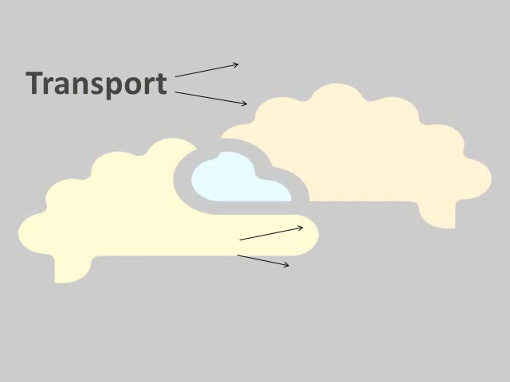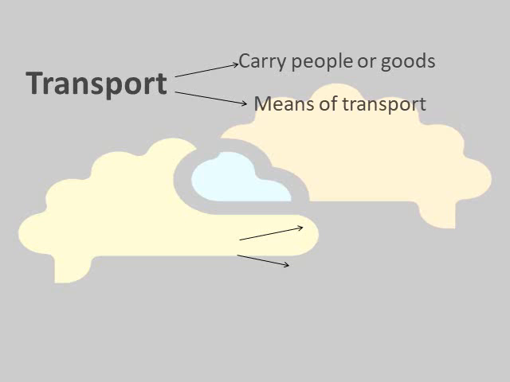So what is transport? Transport basically takes or carries goods and people from one place to another by means of vehicle, aircraft or ship, etc. Transport is used to carry people or goods from one place to another by the means of transport like vehicle, aircraft, ship, railway, etc.